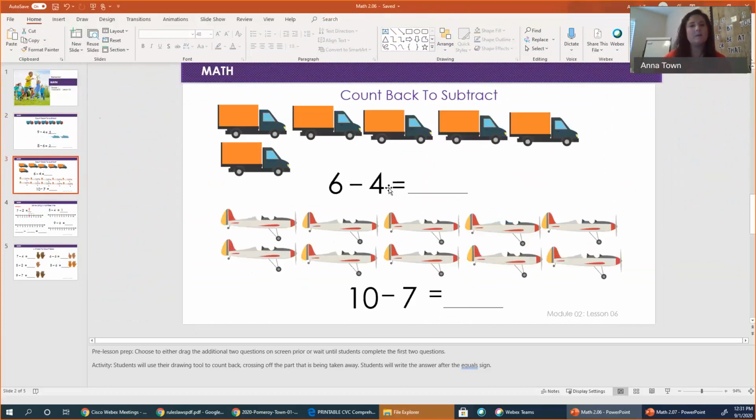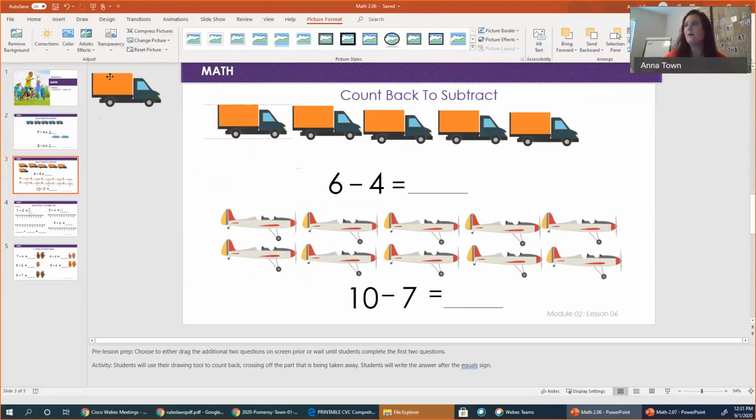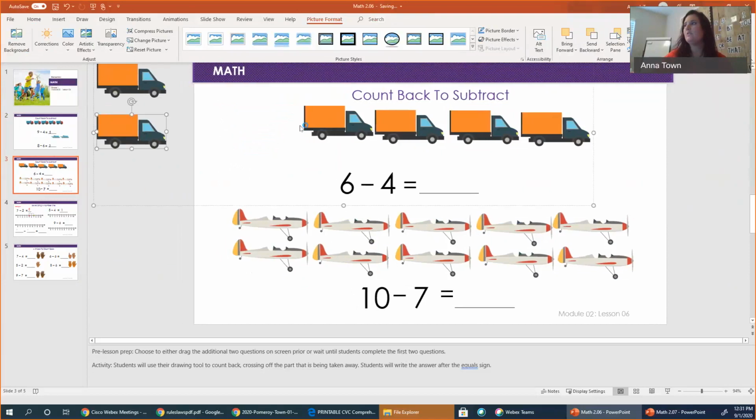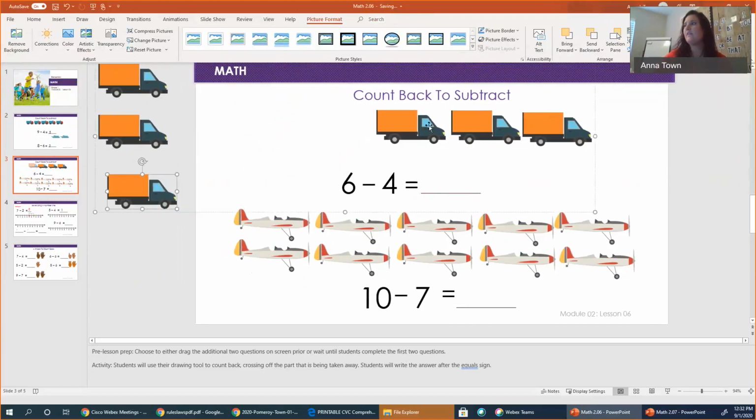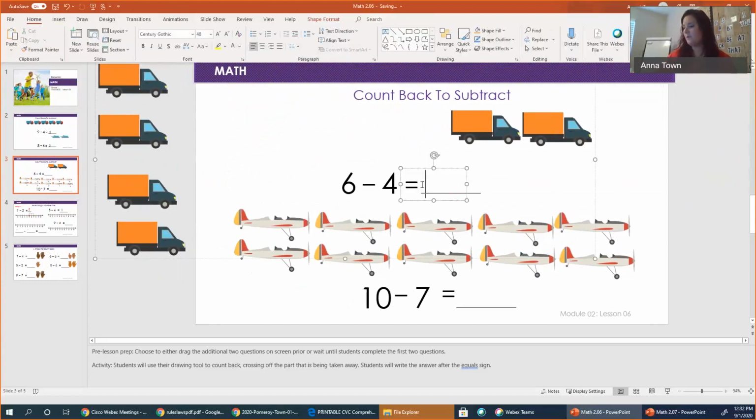Here, we are continuing as if we were using a 10 frame to subtract. So our first subtraction equation on this page is 6 minus 4. We have 6 trucks, and now we're going to take 4 away, and let's see what we get. 1, 2, 3, 4. Boys and girls, what are we left with? We are left with 2. So 6 take away 4 is 2.